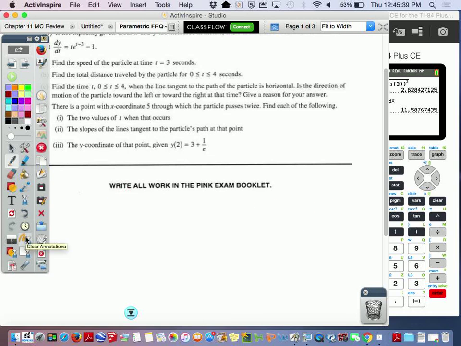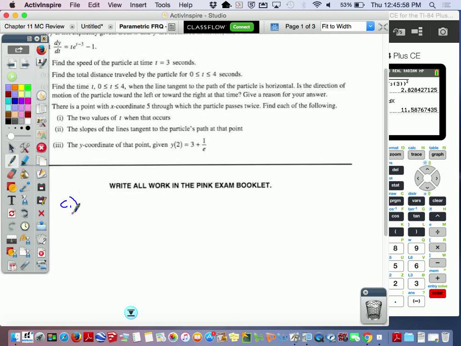Question C. Question C says, find the time between 0 and 4 when the line tangent to the path of the particle is horizontal. Is the direction of motion of the particle toward the left or the right at that time? Give a reason for your answer.